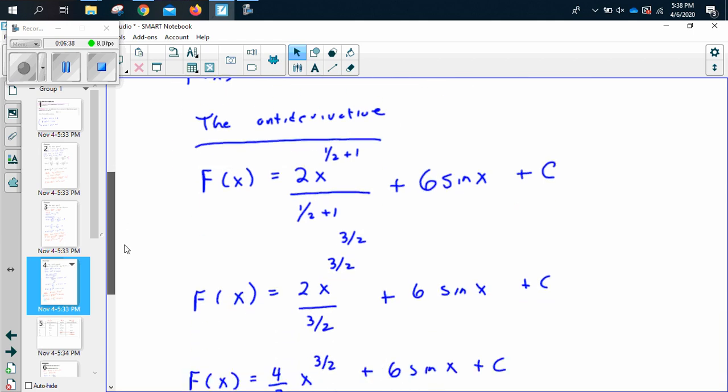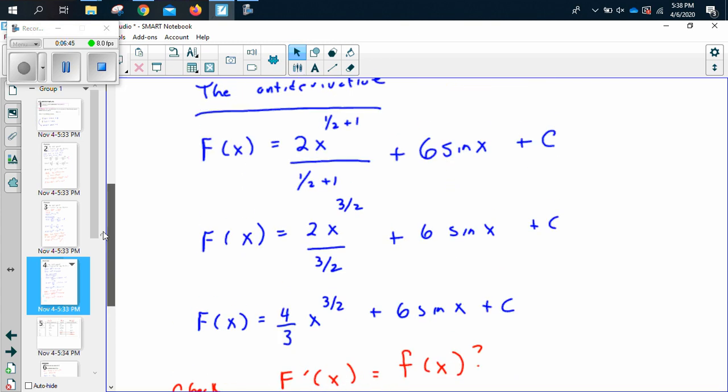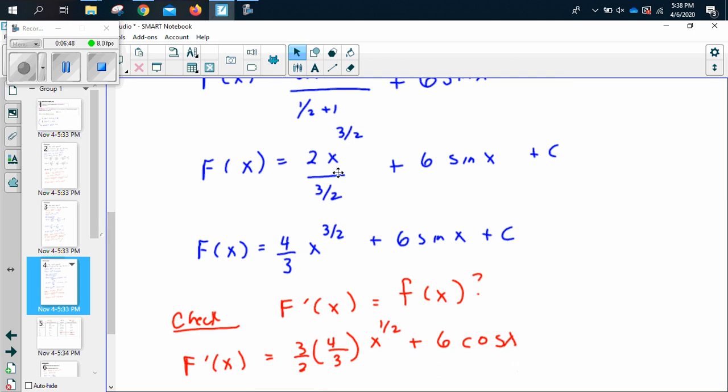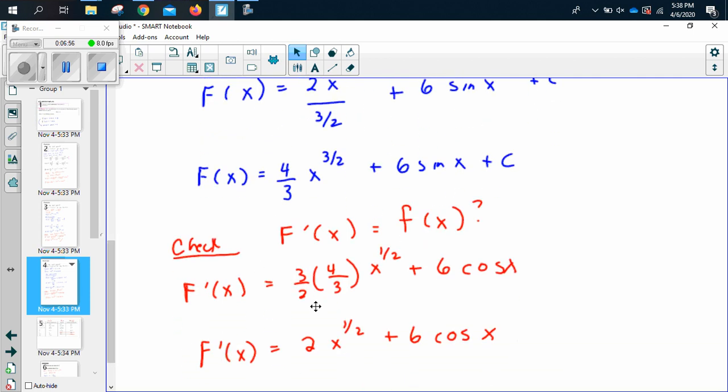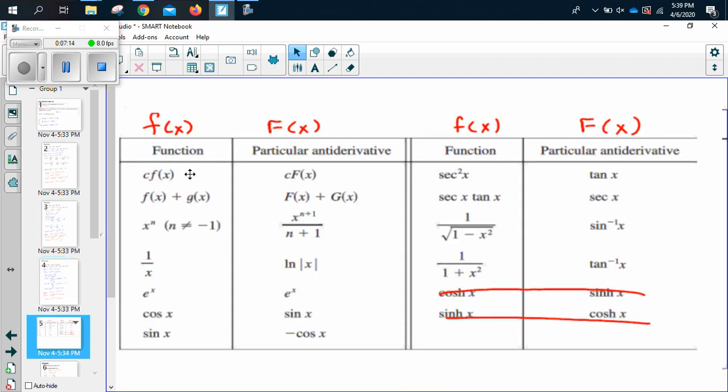And then I just need to simplify this, and then I change this to multiplying by the reciprocal, and this is my answer. Now I check it, so I'll bring down the 3/2 and subtract 1 from the exponent. The derivative of 6 sine x is 6 cosine x, and the derivative of the constant is 0. So I get back to 2x to the 1/2 plus 6 cosine x, and that was what I started with originally.